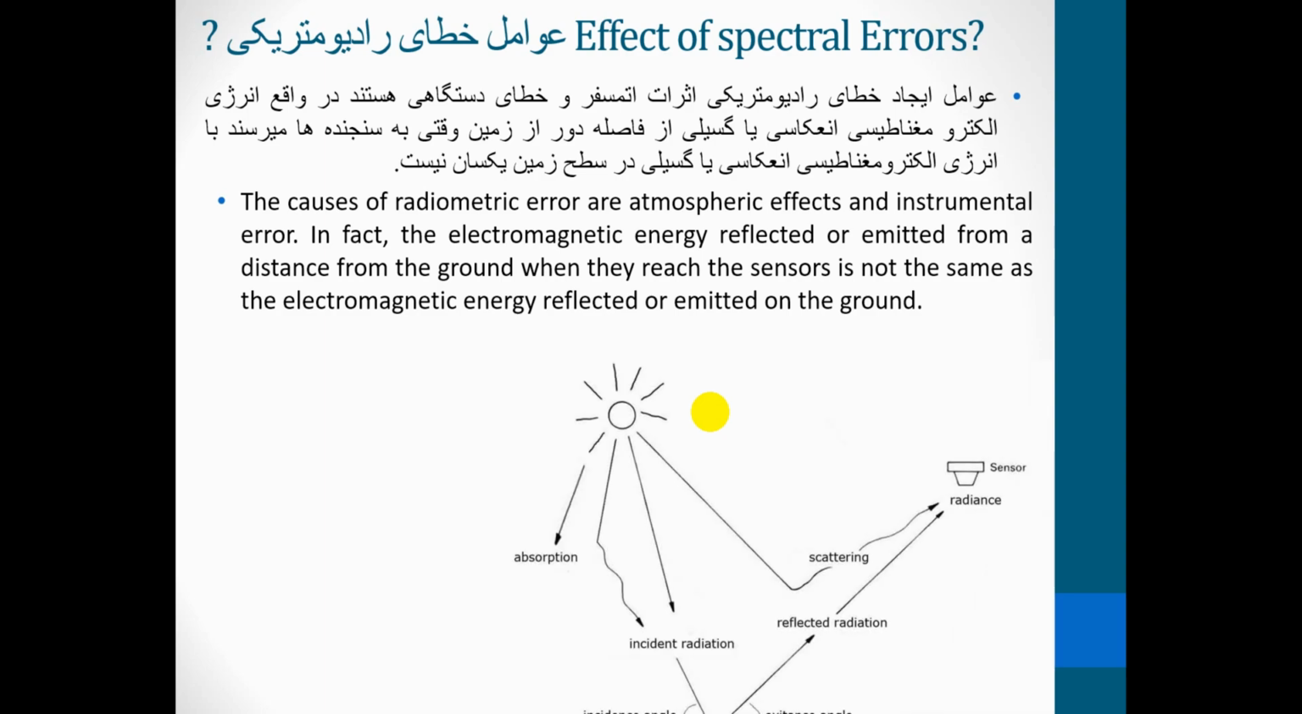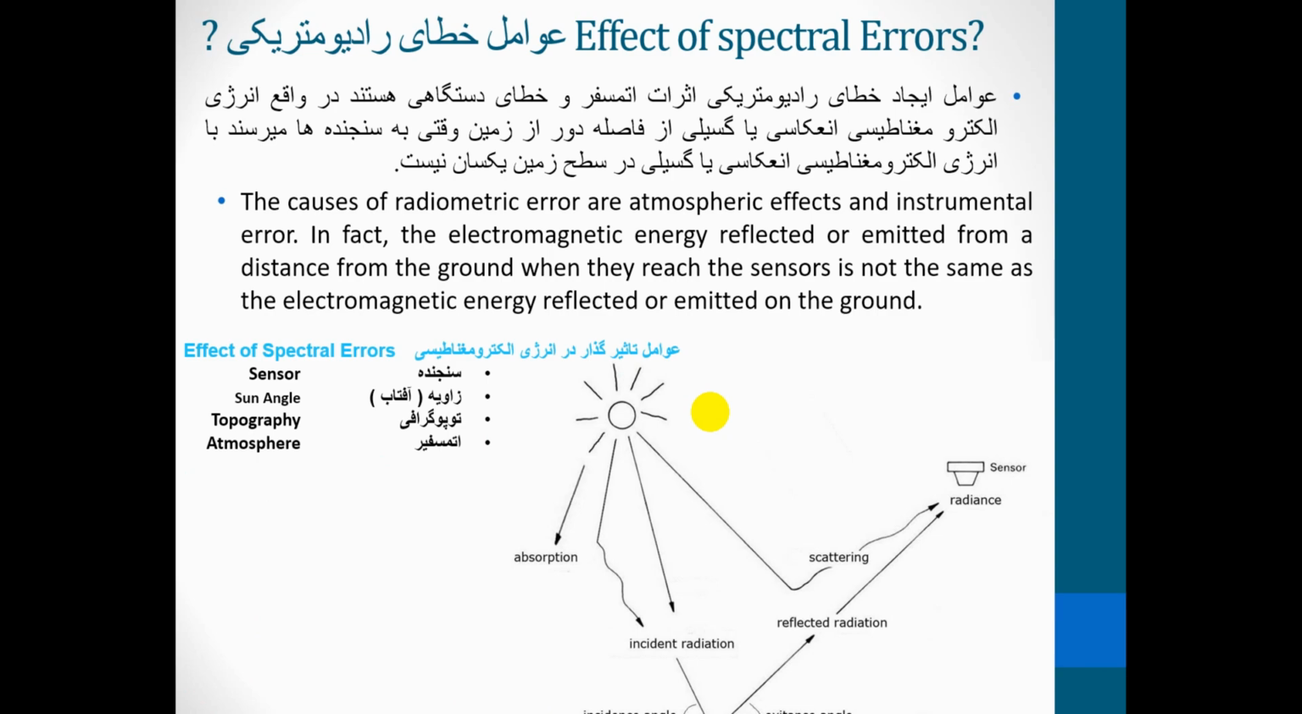What does that mean? As you see in the picture, when the sun is shining on the Earth, the energy that comes from the sun to the Earth, and from the air to the sensor, is not the same. You should get it. Again, I repeat: when the radiance from the sun comes to the Earth, and from the Earth goes to the sensor, it is not the same.